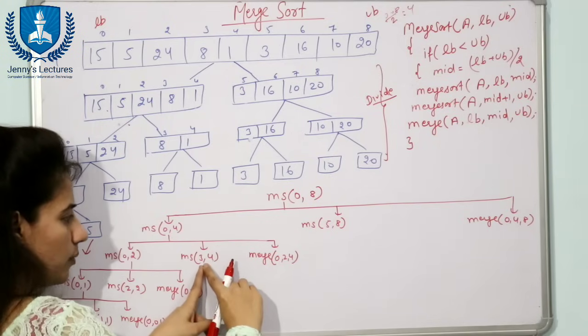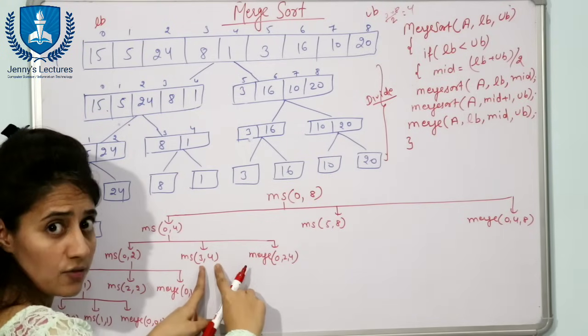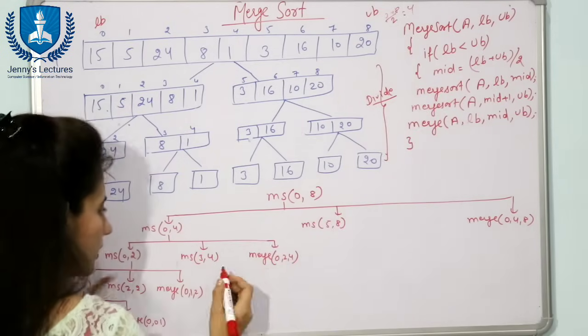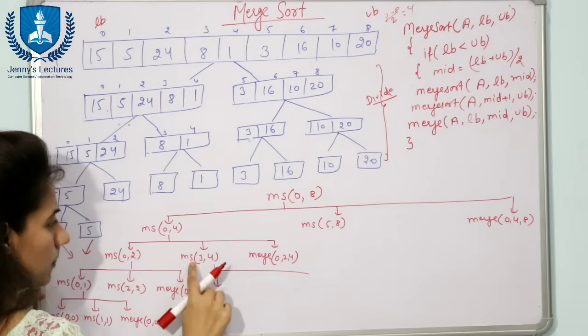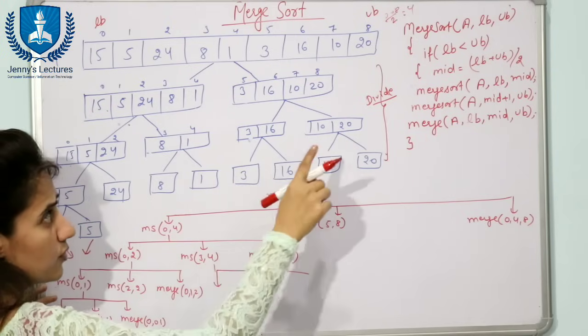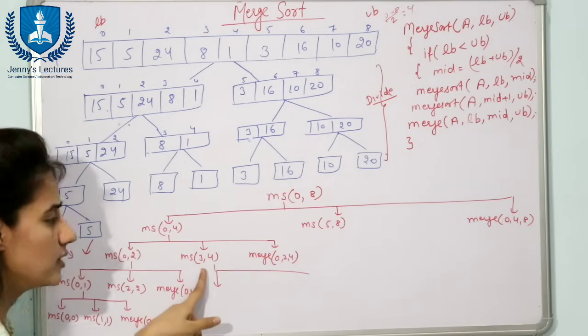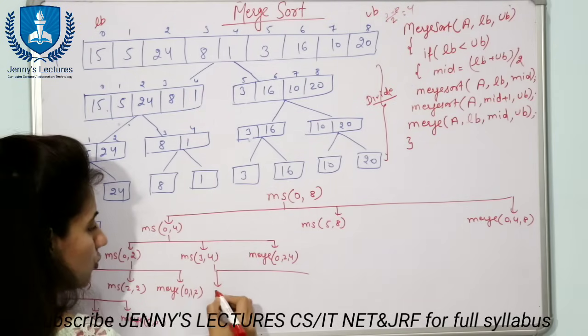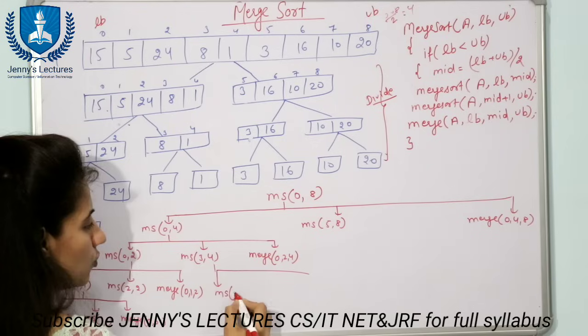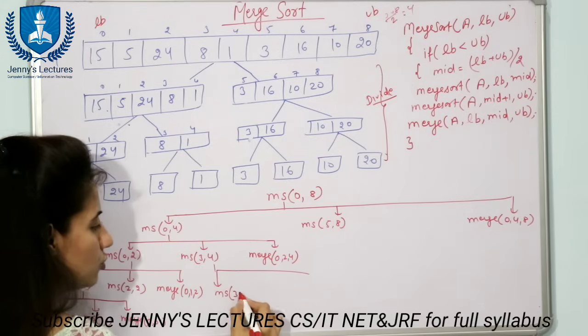Now come to this point. 3 is lower bound, 4 is upper bound. 3 is less than 4, yes. Then we are going to divide this into 3 parts. See, 3 is less than 4, yes, find out midpoint. 3 plus 4, that is 7. 7 divided by 2 is 3 only. Fine. So here we are going to call merge sort. Lower bound is 3, mid is also 3.